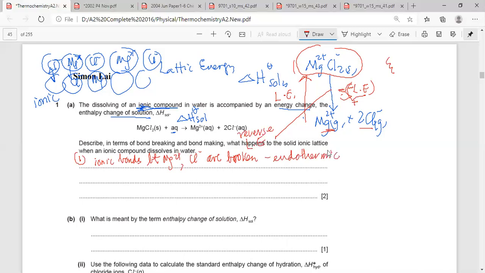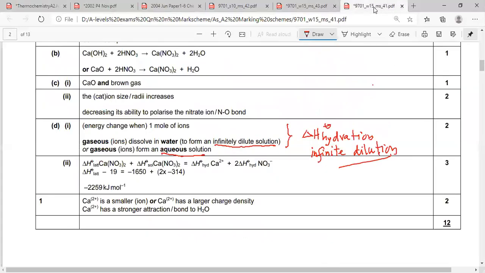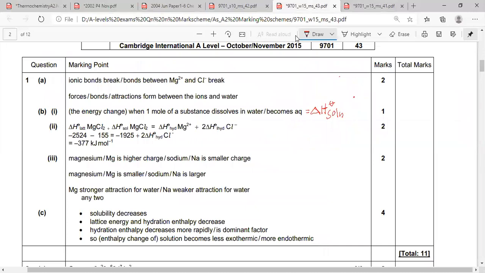Now look at the marking scheme. The first one: ionic bonds are broken between Mg 2 plus and Cl minus. Therefore, it is endothermic. It must absorb heat. So the first thing is to break this down to form the gaseous ions, which is the reverse lattice energy. Most times they just say lattice energy, but it's actually reverse, with a minus here.